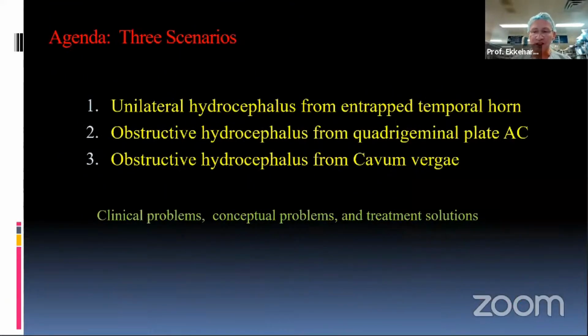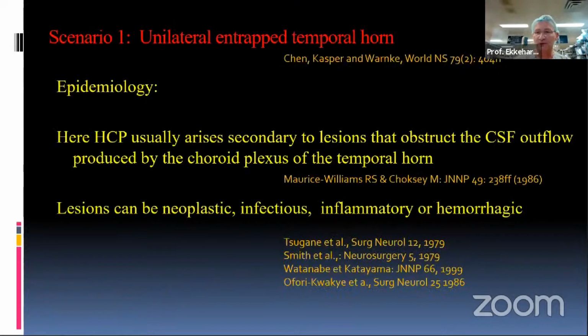I want to show you three scenarios where stereotactic treatment of CSF flow or cyst flow reestablishment can be chosen. One is unilateral hydrocephalus from entrapped temporal horn, as Henry had mentioned briefly. Then obstructive hydrocephalus from quadrigeminal plate arachnoidal cyst, and obstructive hydrocephalus from cavum vergae. I want to take you through clinical problems, conceptual problems, and the available treatment solutions.